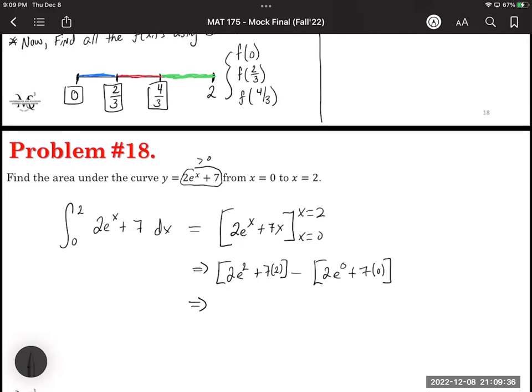So when you do the evaluations, you get 2e squared, that you would leave alone. 7 times 2 is 14, minus 2e to the 0. e to the 0 is 1, so 1 times 2 is 2. 7 times 0 is 0, so you get 2 plus 0, which is 2. So your solution would look like 2e squared plus 12. That's your solution. Any questions?